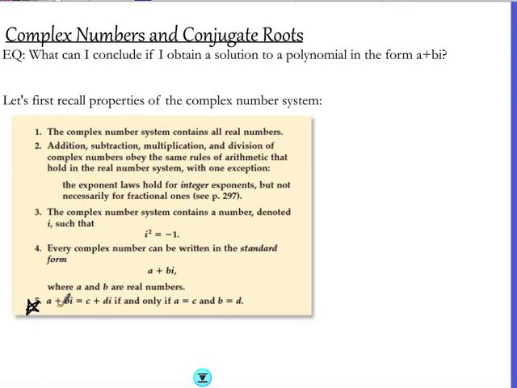We are learning that we can solve for variables knowing that if we have a complex number a plus bi and it's equal to another complex number c plus di, we know for a fact that a must equal c and b must equal d. And we're going to talk about that in our first example coming up. So overall in this lesson, we should be able to answer our essential question, which is what can I conclude if I obtain a solution to a polynomial in the form a plus bi. So if I end up with a solution that looks like this, what does that mean? How can that help me, etc.